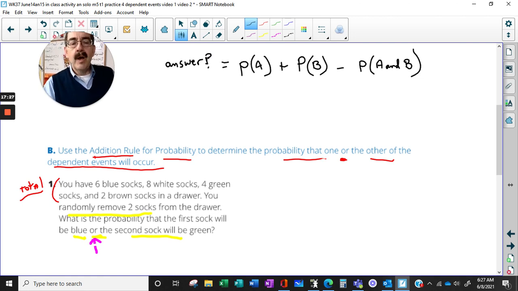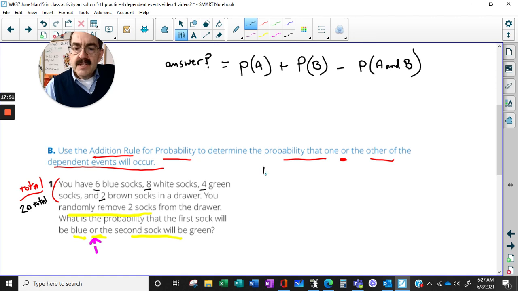Okay? So, hopefully you guys drew this all out. How many total socks were there? 6, 8, 4, 2. 14, 18, 20. 20 total socks. Hopefully we agree. 20 total socks? Yep, 20 total socks.